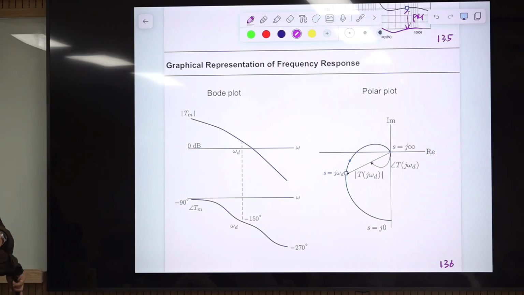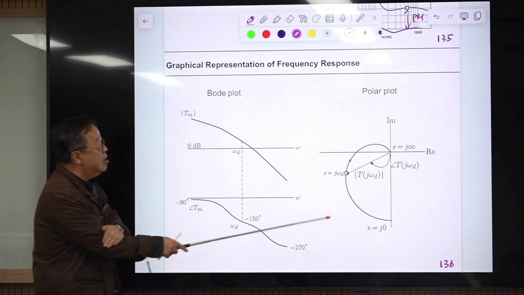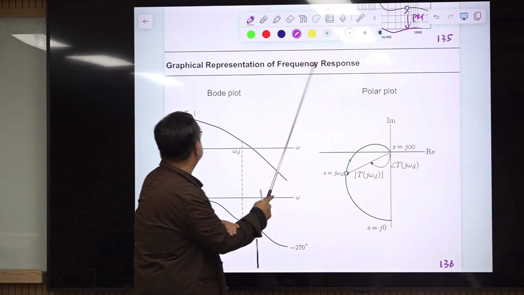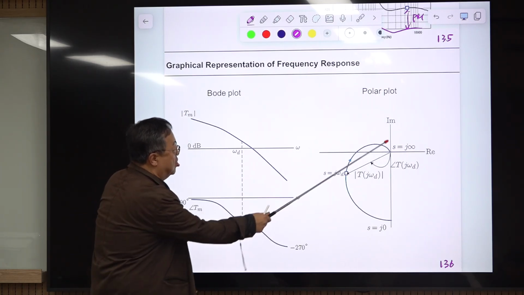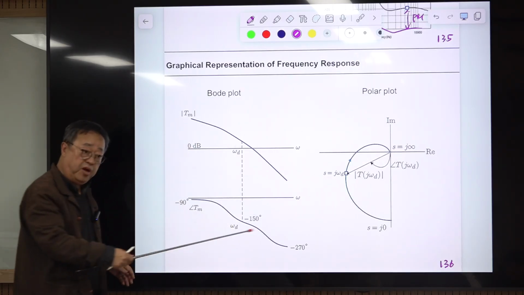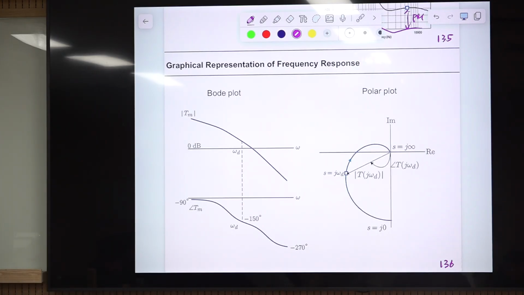This is a very good one, and another plot is called the polar plot. This is the S-plane, and this is the real part of the loop gain Tm. So this is the imaginary axis and the real axis. Of course this is a complex number having magnitude and phase. So Tm is this one, with magnitude and phase. Then this will be transferred to the real part.